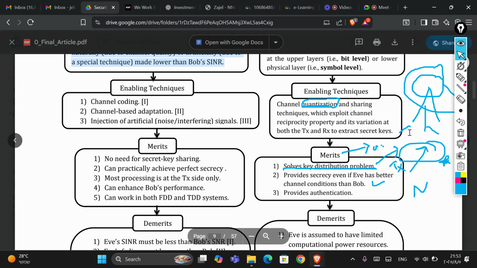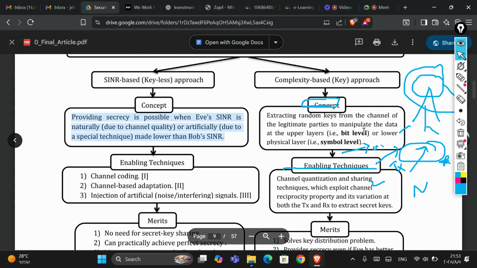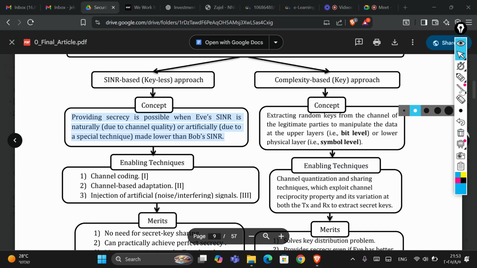So these are the advantages of the category called complexity-based key approach. Any questions so far? Everything is fine.